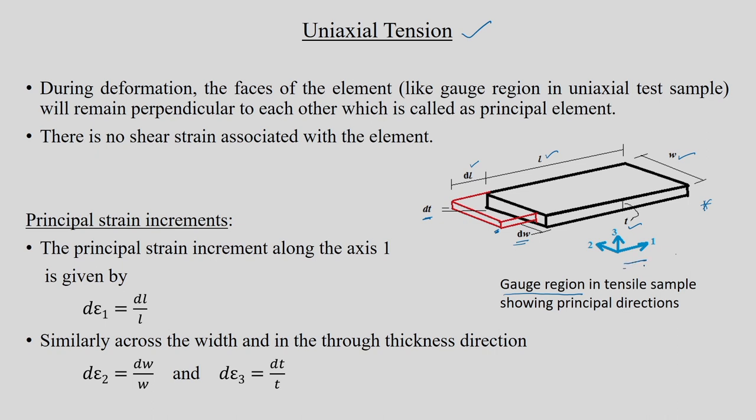And the directions which I mention here are very important for us. We are going to consider 1 along the length of the sample, along L, 2 along the width of the sample, that is W, and 3 along the thickness of the sheet. The thickness of the sheet is of the order of, let us say, maximum 2 or 2.5 mm, not more than that. By now you might have some idea what thickness we are speaking about from the problems we solved. So 1 is generally along the length of the sample, 2 is along the width, and 3 is along the thickness direction. During deformation, the faces of the element, for example the gauge region of the uniaxial tensile test sample, will remain perpendicular to each other, which is called a principal element.